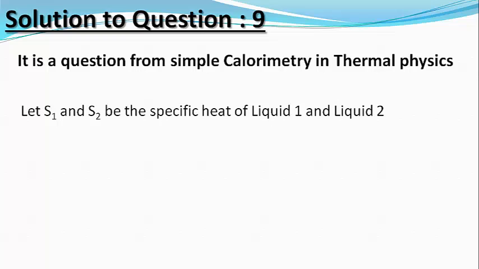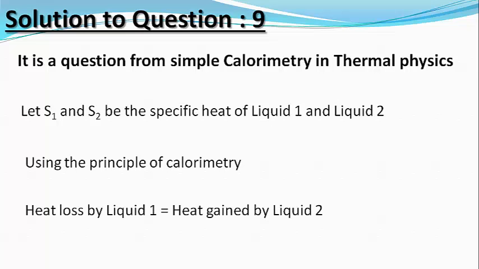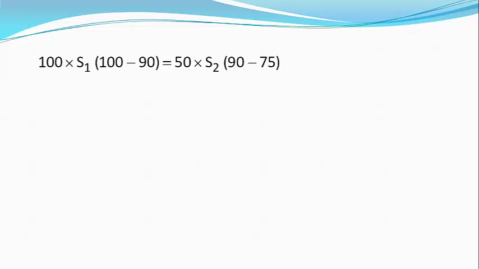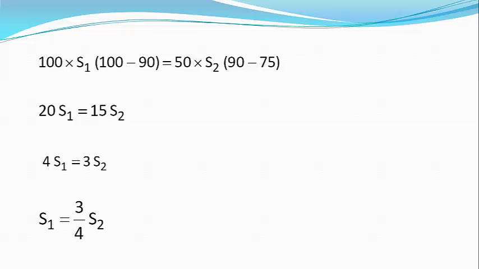Let S1 and S2 be the specific heats of liquid 1 and liquid 2 respectively. Then as per the principle of calorimetry, heat lost by liquid 1 equals heat gained by liquid 2, that is 100 into S1 into (100 minus 90) equals 50 into S2 into (90 minus 75), or 20 S1 equals 15 S2, or 4 S1 equals 3 S2, or S1 equals 3 by 4 S2, equation 1.